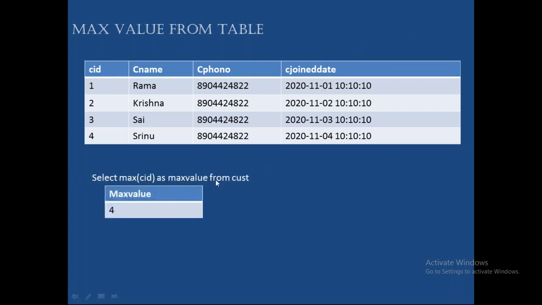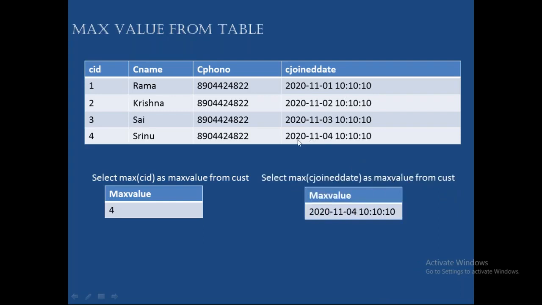Select max CID as max value from cust. Once you apply an aggregate function like this, you will not get any header name, so you need to give an alias name. I'm giving the alias name max value, so that value will come as the header. What is the maximum value for CID? That is 4, so 4 will come here. In the same way, when I ask select max C joined date as max value from cust, what is the max value in this? This is the max value, 2020 11 04 10 10.